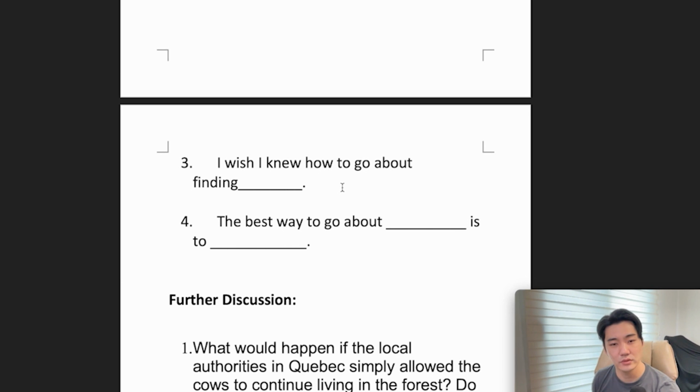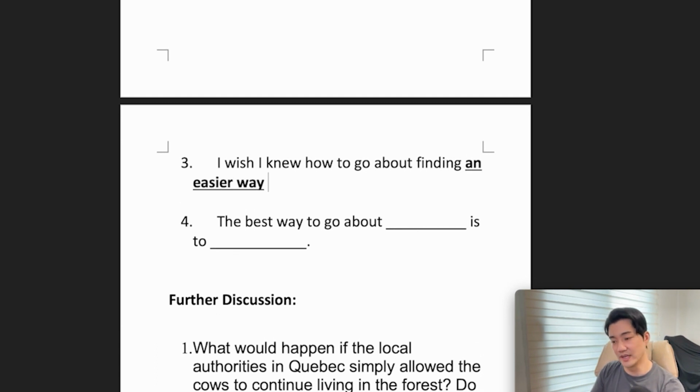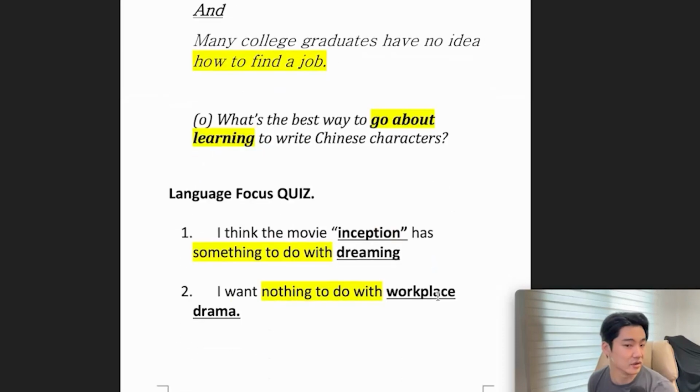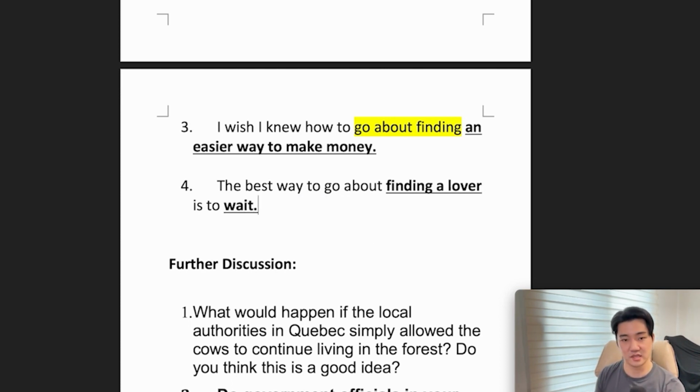3번. I wish I knew how to go about finding an easier way to make money. So 나는 돈을 버는 더 쉬운 방법을 찾는 방법을 알고 싶다. Alright. Go about finding, go about learning, etc. 4번. The best way to go about finding a lover is to wait. 애인을 찾는 가장 좋은 방법은 기다리는 것이다. To go about finding, to go about doing, to go about seeing, etc., etc.